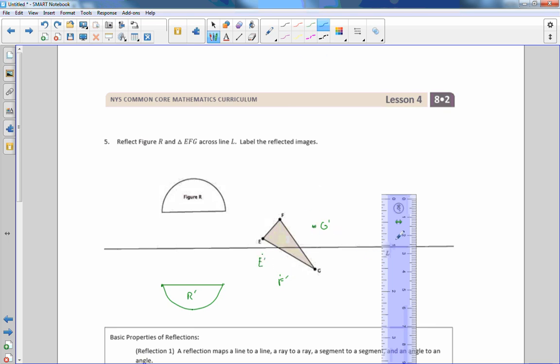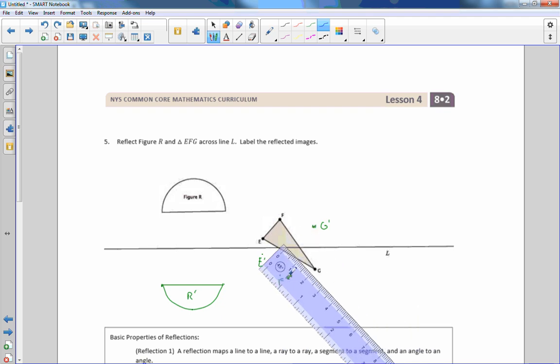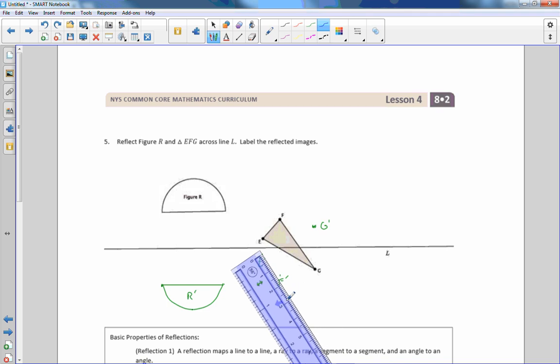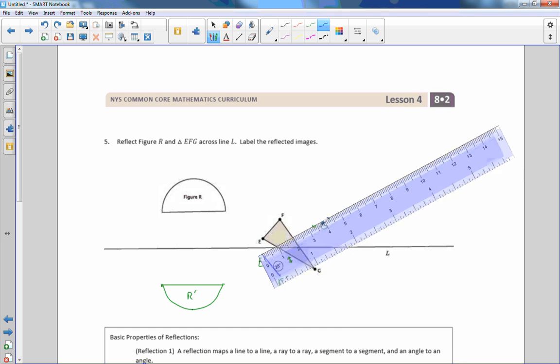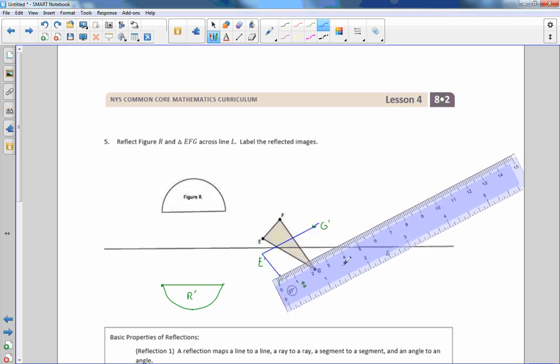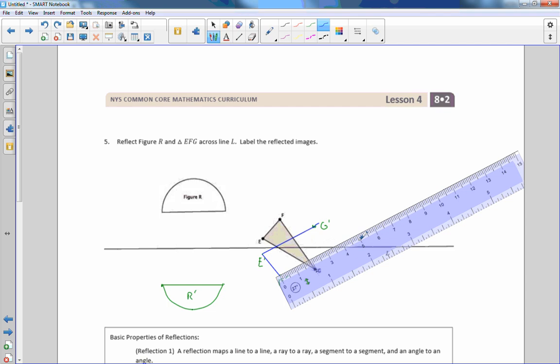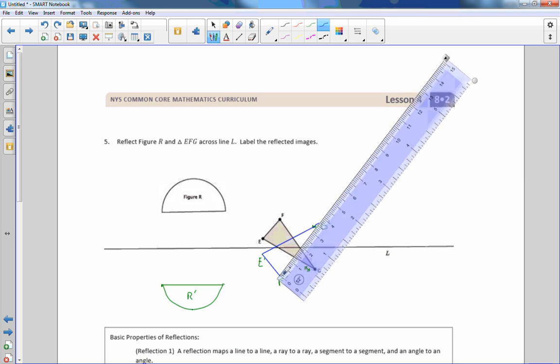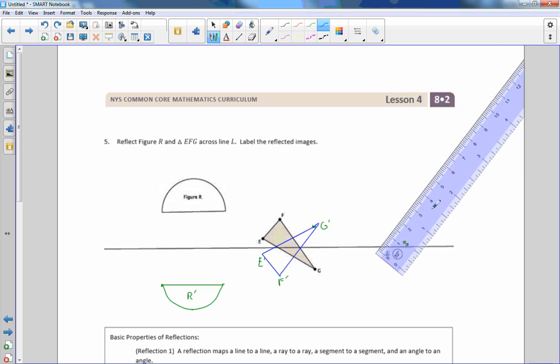Now I'm going to connect those points. So I'll put my 0 right on E. Rotate it so I'm at the point F, which is right here, and draw a line segment. Rotate this up. Like so. Move this over to F. Rotate it to G. And there is my E prime, F prime, G prime triangle.